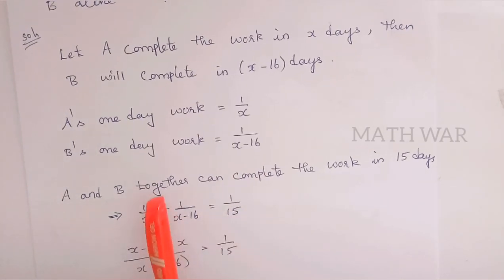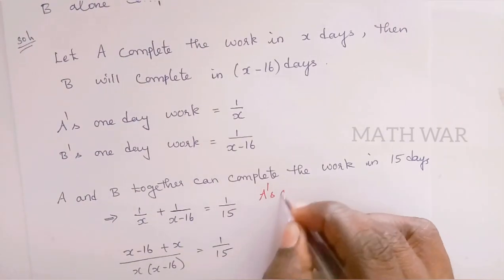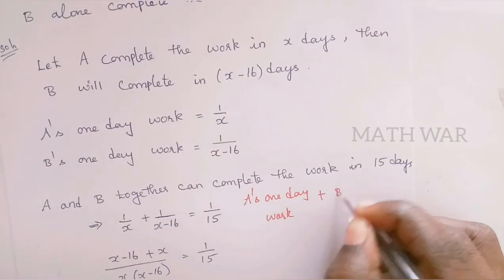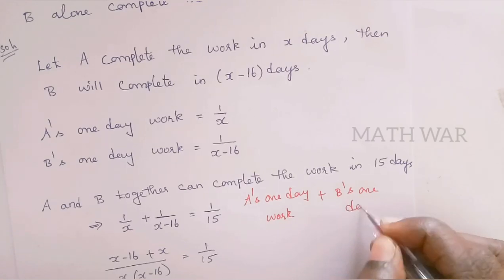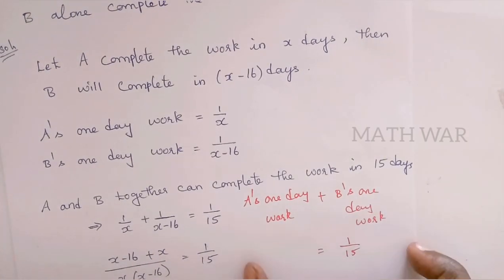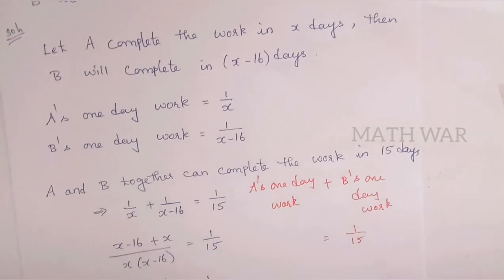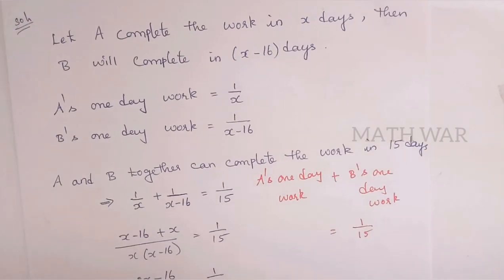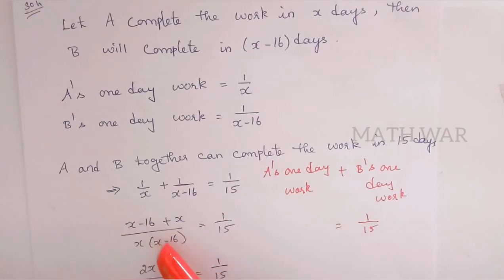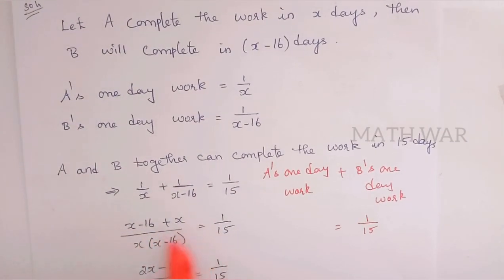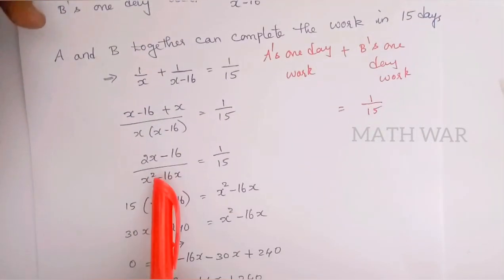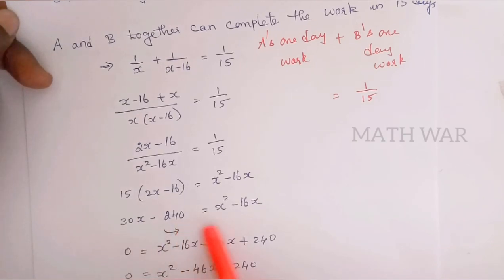That is A's 1 day's work plus B's 1 day's work equal to 1 by 15, because they can complete it together in 15 days. So in 1 day they can complete 1 by 15th of the work. So 1 by x plus 1 by x minus 16 equal to 1 by 15. That is, if you cross multiply, x minus 16 plus x by x into x minus 16 equal to 1 by 15. After simplifying, we will get 30x minus 240 equal to x square minus 16x.